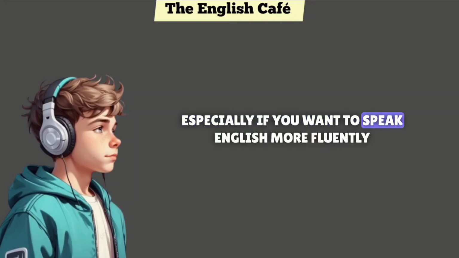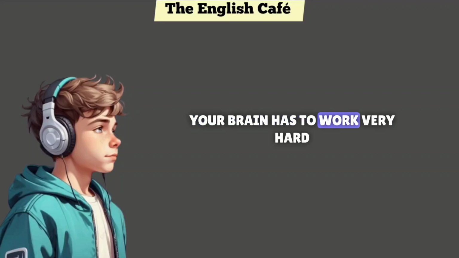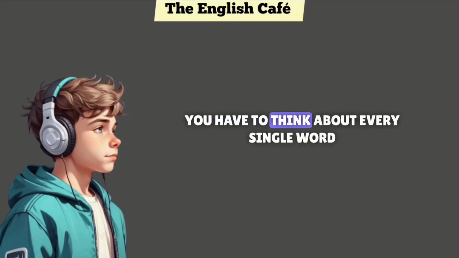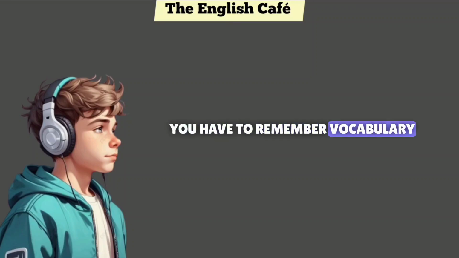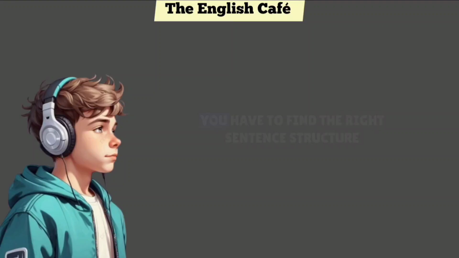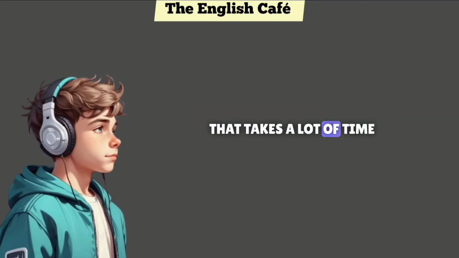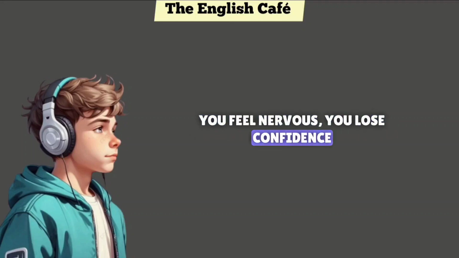Especially if you want to speak English more fluently. When you try to speak English word by word, your brain has to work very hard. You have to think about every single word. You have to remember vocabulary. You have to decide on the correct grammar. You have to find the right sentence structure. That takes a lot of time and sometimes you get stuck. You just stop, you pause. You feel nervous, you lose confidence.